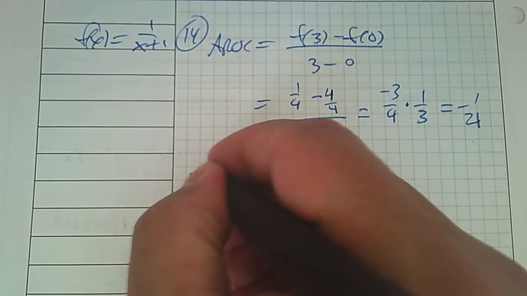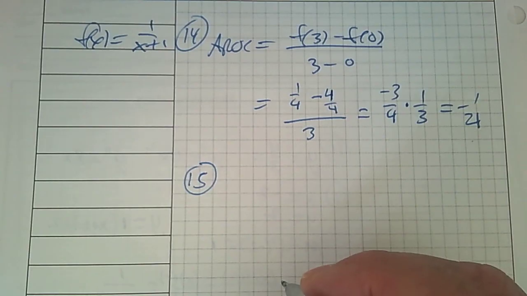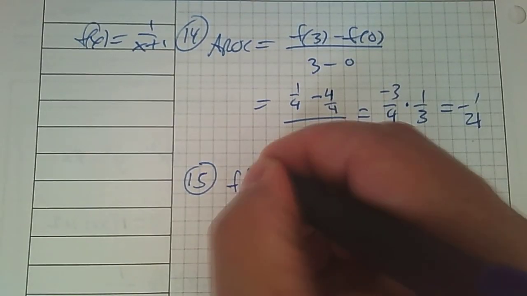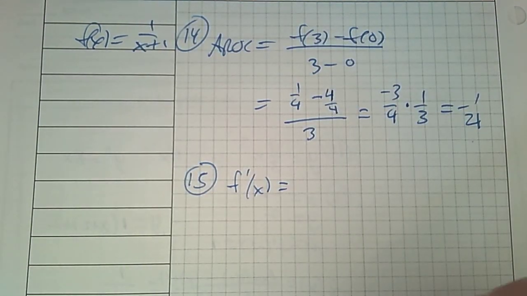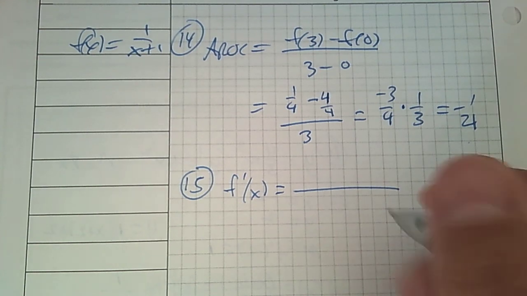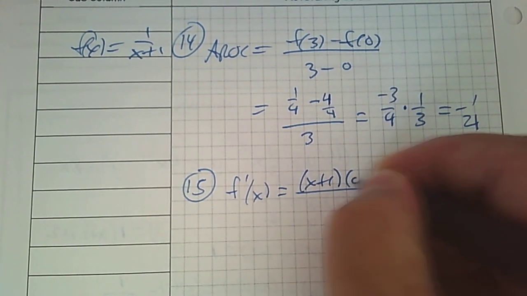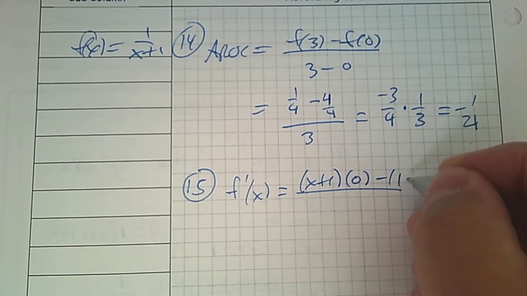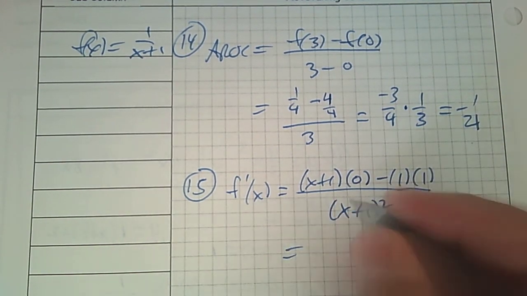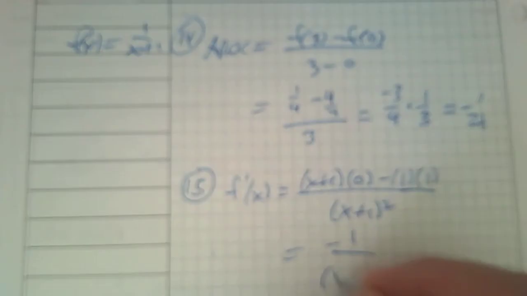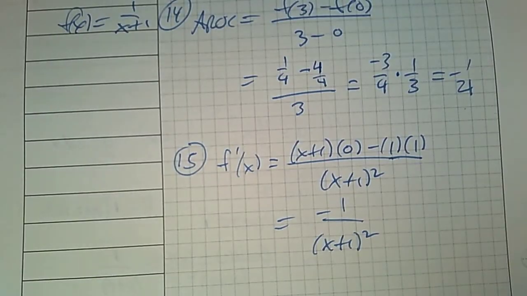Number 15, find the rate of change. Not the average rate of change, but just the rate of change. So the rate of change would be the derivative of that up there. There are a few different ways that you could find the derivative, but let's use the quotient rule because we've been doing that. That's the bottom times the derivative of the top minus the top times the derivative of the bottom, and then the bottom squared. So if I simplify this, you get negative 1 over x plus 1 squared.